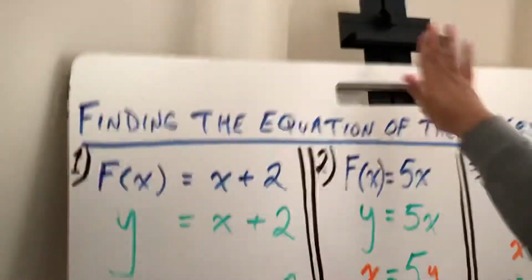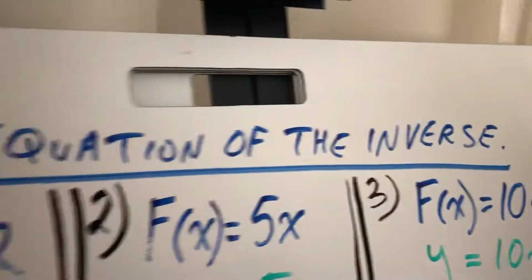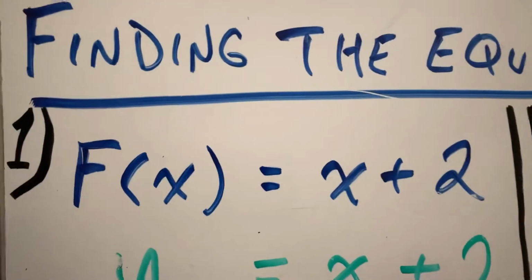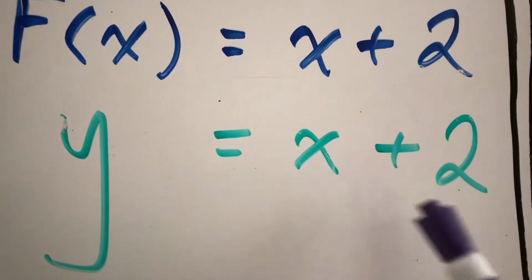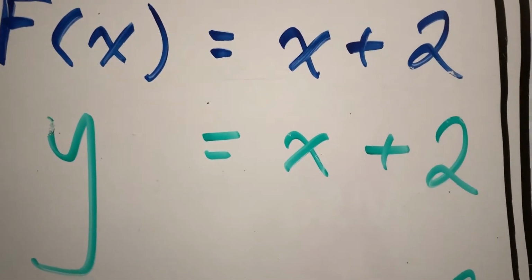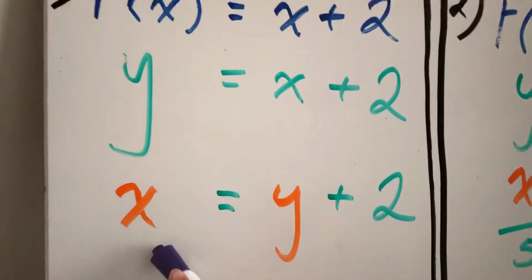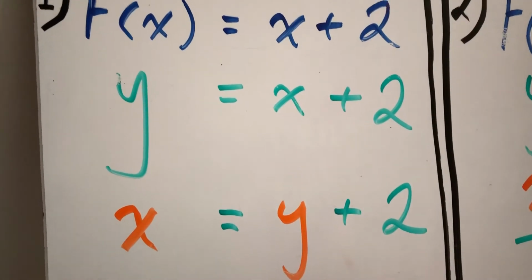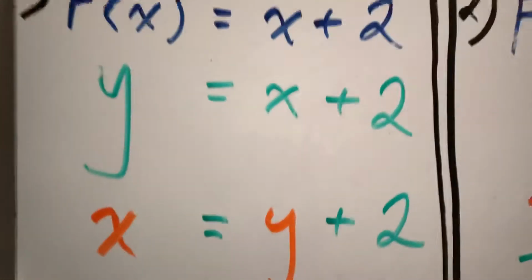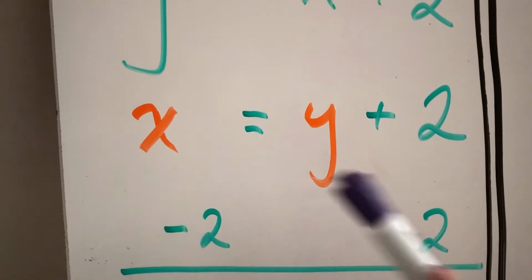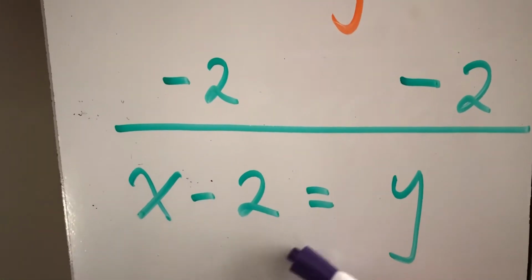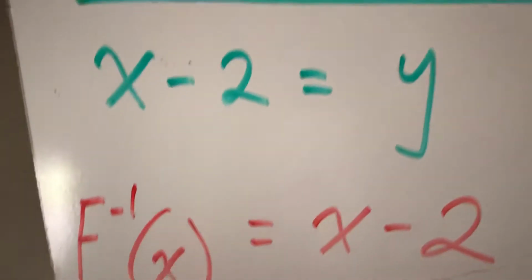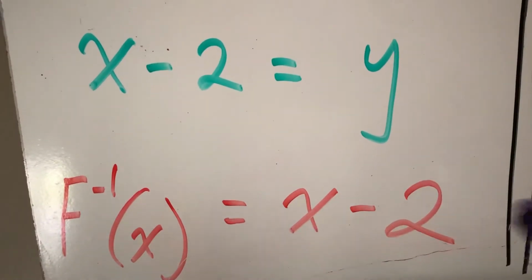So next, we're going to find the equation of the inverse. We're going to start with the first example. f of x equals x plus 2. This is the same as saying y equals x plus 2. So what you do is you flip-flop the y and the x. Instead of y equals x plus 2, x equals y plus 2. What are we going to do to both sides? We're going to subtract 2. And so what have I got? x minus 2 equals y, which is the same as saying the inverse of x equals x minus 2.